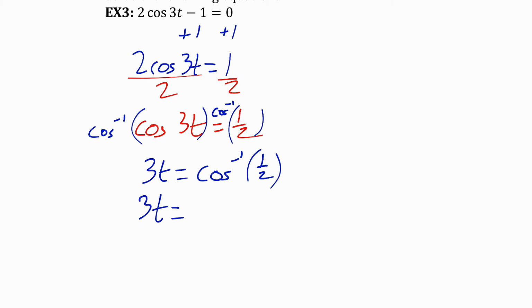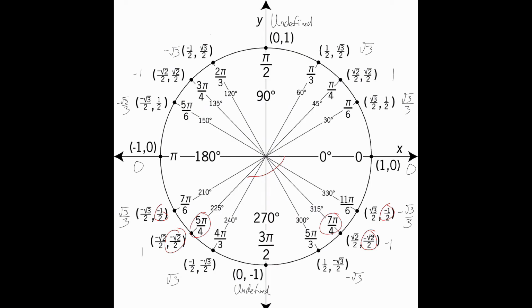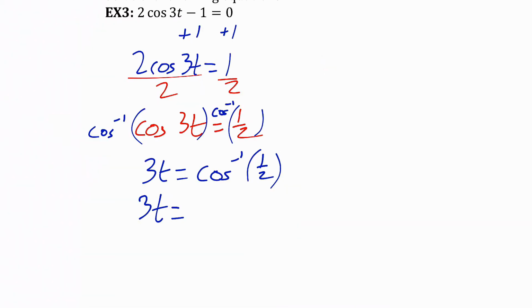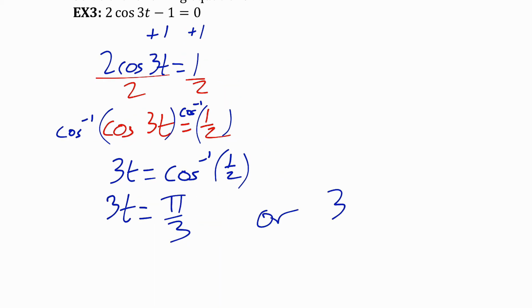Where on our unit circle does cosine equal 1 over 2? So we go to the unit circle. Let me clear out some of this stuff. We look for where our cosine is equal to 1/2, and we find 2 different places. We find it's up at pi over 3, because the cosine is 1/2, and also 5 pi over 3, because the cosine is equal to 1/2. So we're going to say 3t equals pi over 3, or 3t equals 5 pi over 3.